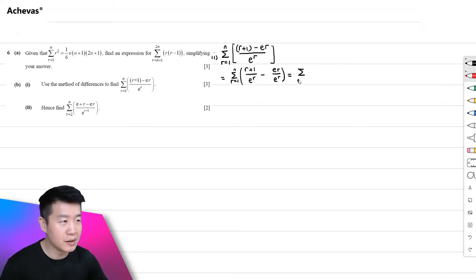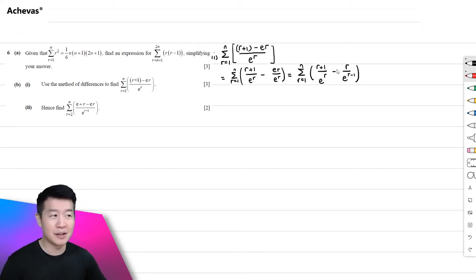Which I am going to rewrite it again. I can really see the possibility of how the method of difference can work already, because I have (r plus 1) over e to the power of r here, and this, if I were to just bring the e to the denominator, we will have r divided by e to the power of r minus 1. Where they look like very, very similar terms, but the r is just 1 plus or minus the other.